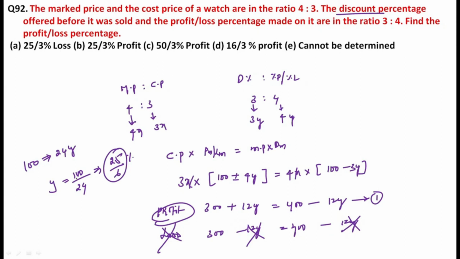25 by 6. Now the question: find the profit or loss percentage. Now you can get the y value. The answer is 4y. Now 4 into 25 by 6 is the correct answer. 2 times, 3 times. Now 50 by 3. The value becomes 16 2 by 3.